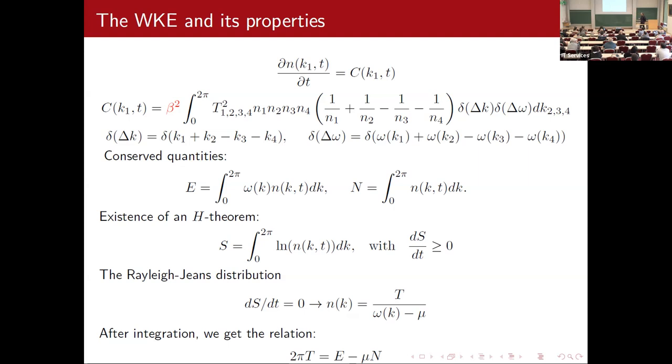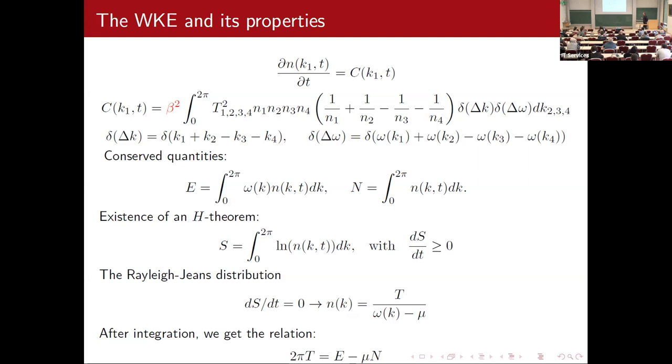You can define an entropy, okay? And this is the definition of the entropy that you get. And dS/dt is greater than or equal to zero. And dS/dt is equal to zero for n(k), the stationary solution, which is the Rayleigh-Jeans distribution, okay? If you integrate here in dk and take this to the other side, you get a nice thermodynamic relation, which relates temperature, energy, number of particles or number of waves, and chemical potential.